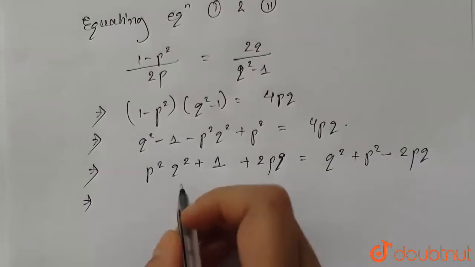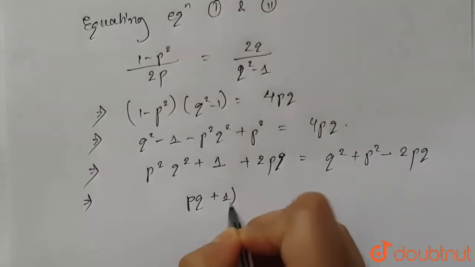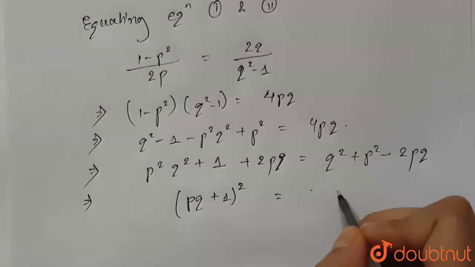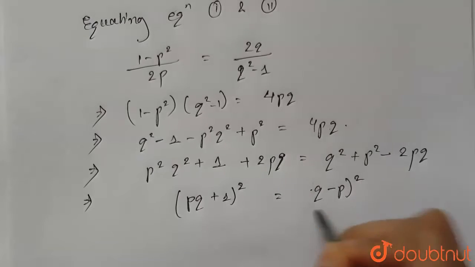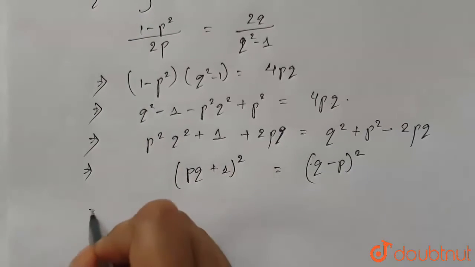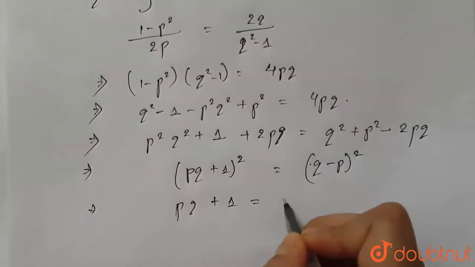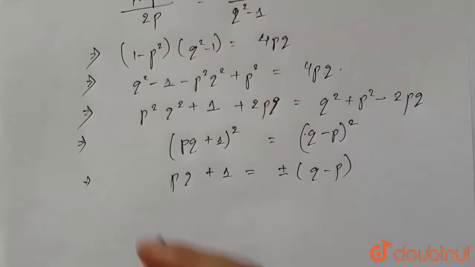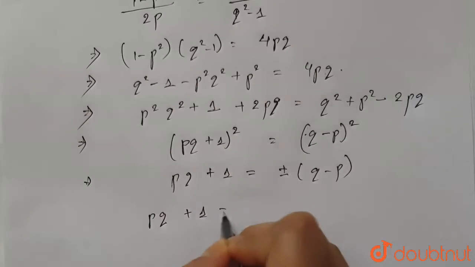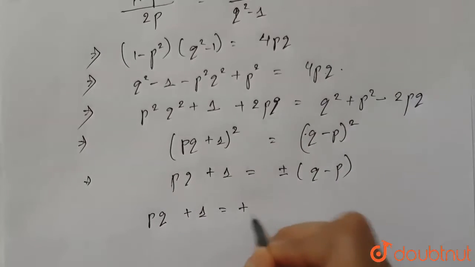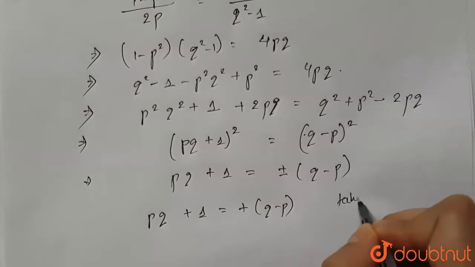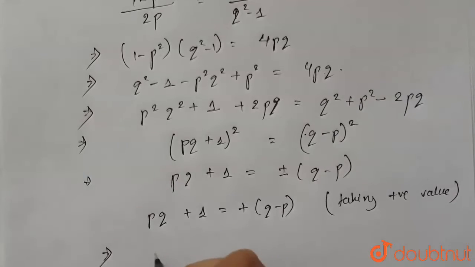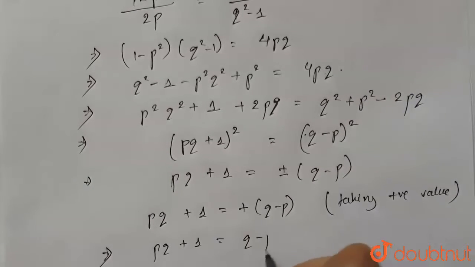So now this is clearly (pq plus 1) whole square, and this is (q minus p) whole square. Okay, from here we can write pq plus 1 is equal to plus or minus (q minus p). So from here, when we take the positive value, pq plus 1 will be equal to plus (q minus p). Okay, from here we can write pq plus 1 equals q minus p.